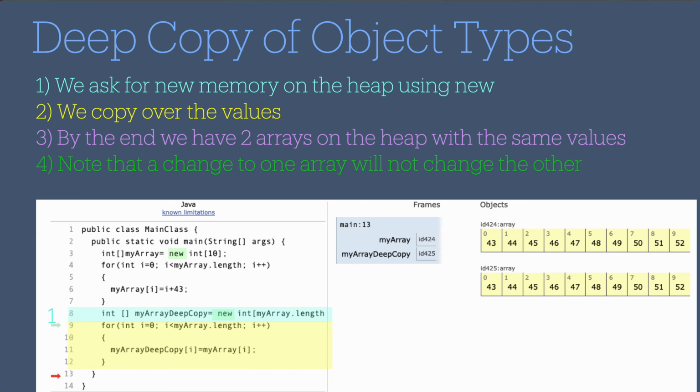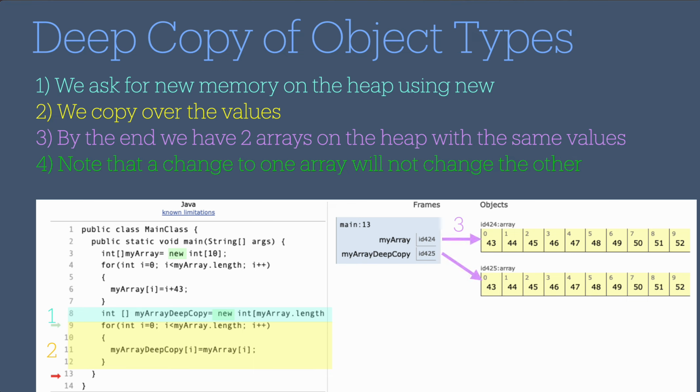So myArrayDeepCopy of 0 is now going to equal myArray of 0. And myArrayDeepCopy of 1 is now going to equal myArray of 1, right? And you can see that in objects there to the right. So that's number 2. And number 3, by the end, we have 2 arrays on the heap with the same values.